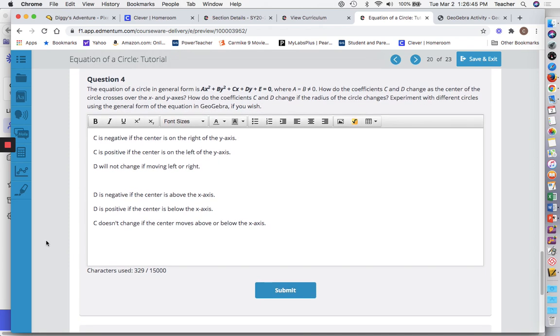Okay. Now, finally, they ask about the radius. That's not going to affect your C and your D at all because the center is the center no matter what. The radius is just going to change how big the circle is. So the radius does not affect the C or D.